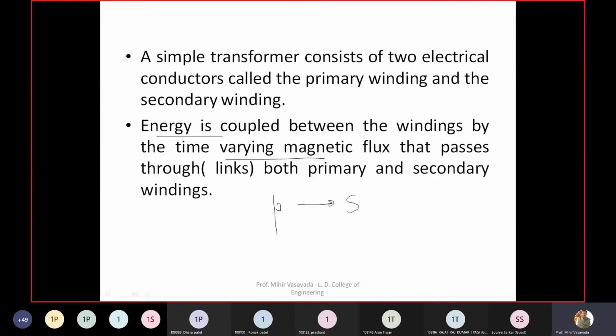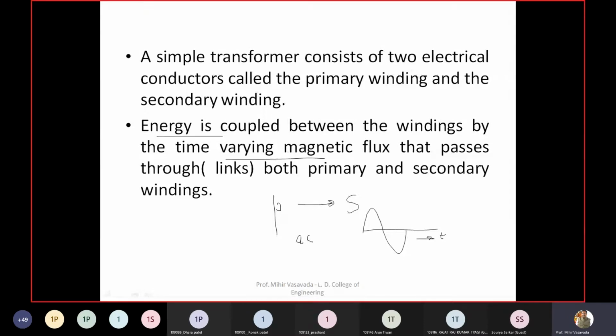Why time varying? Because you are giving alternating voltage here. That alternating voltage will induce an alternating current, which will pass through the winding, and will induce an alternating flux, a time varying flux also. Flux will be similar, so it is changing with respect to time.